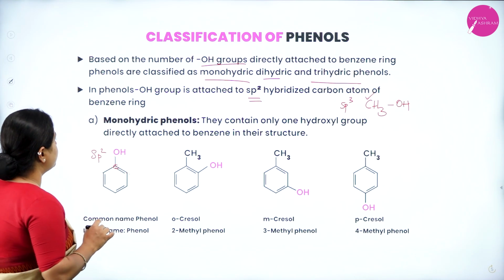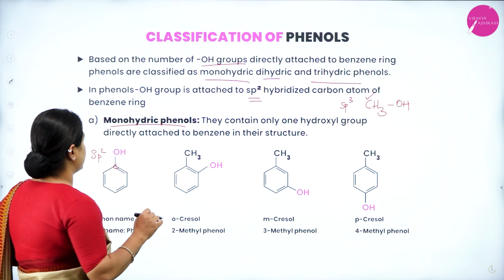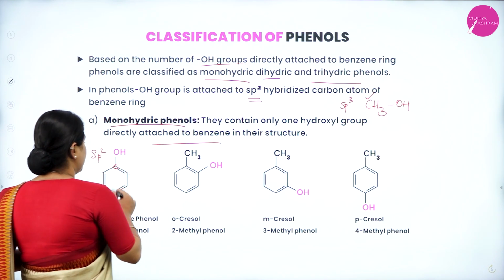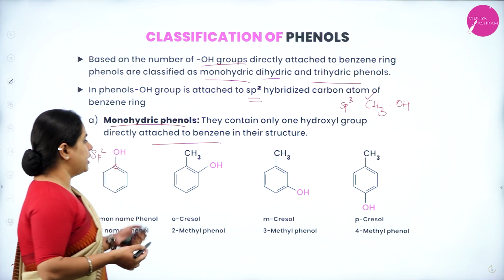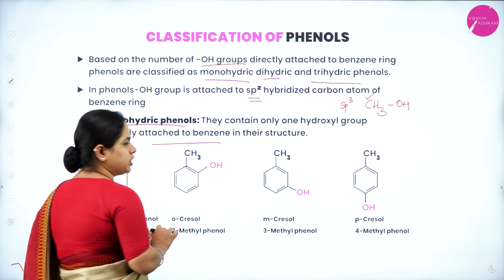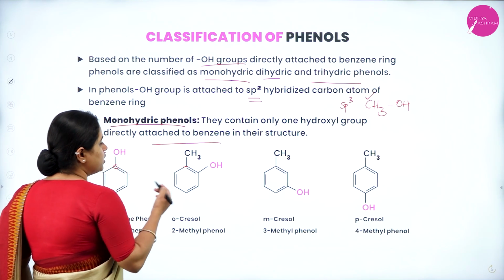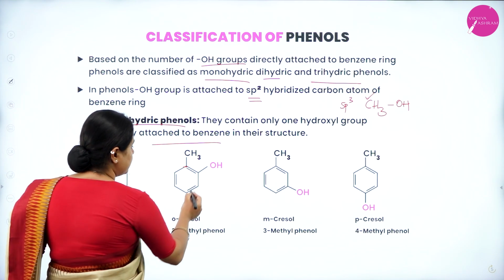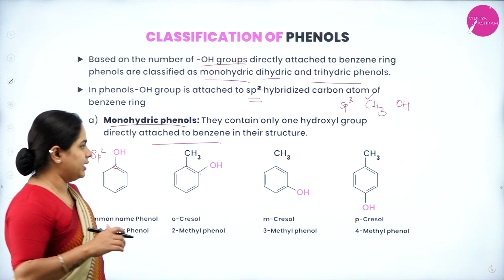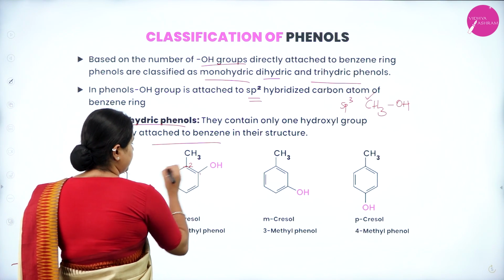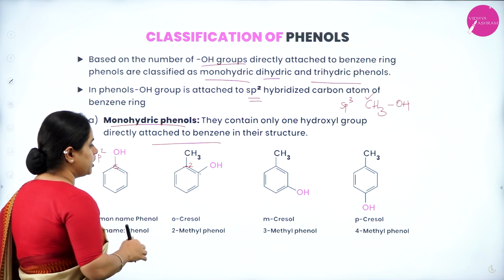Okay. So now the first one is monohydric phenol. They contain only one hydroxyl group directly attached to the benzene. So this is phenol, which is an example of a monohydric phenol. The next one has CH3, that is, one methyl group is also attached as a substituent. As you can see here, this is the first carbon atom to which the hydroxyl group is directly attached. This is your second carbon atom. So what would be the name? We are going to study the nomenclature, but still, what would be the name of this?